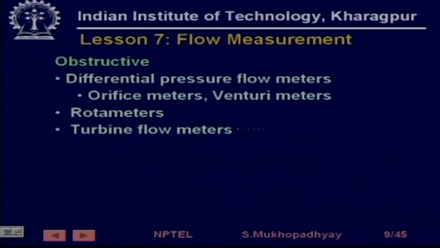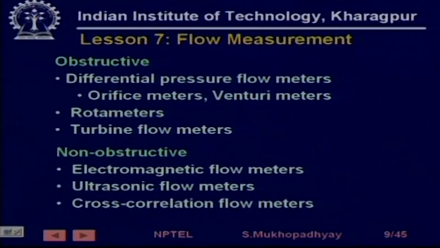So flow measurement is a very important component of process control. We talked about the obstructive methods of measurement, including differential pressure flow meters like orifice and venturi, rotameters, turbine flow meters. We also talked about non-obstructive methods like electromagnetic flow meters, ultrasonic flow meters, cross correlation flow meters, and things like that.